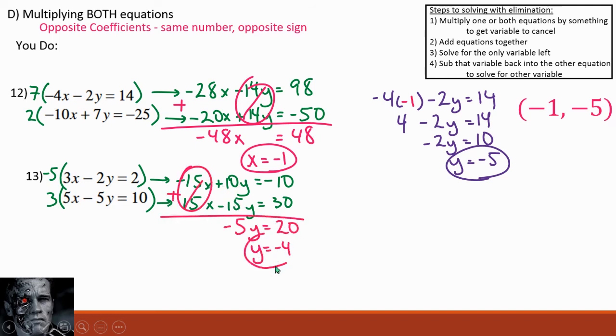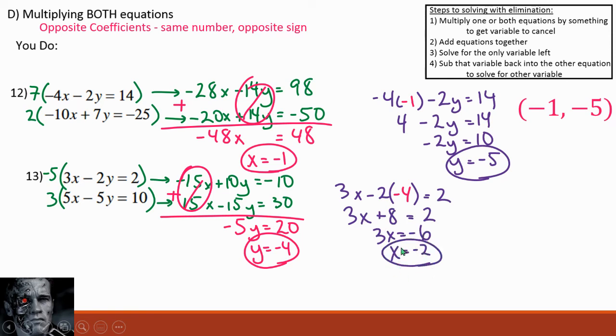The y's left over, I get y equals -4. Take that, plug it back into one of the original equations, solve for x, and I get x equals -2. So final answer, -2, -4. Make sure you have those in the right order. We solved for the y first, but the y is the second part of your ordered pair.